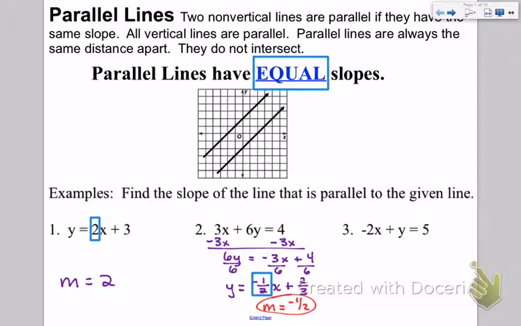Right, on this side, we have another example where we don't know the slope yet, so we need to get y by itself by adding 2x to both sides. So we get y equals 2x plus 5. It is in slope-intercept form, so we just look at the slope, and because it needs to be the same, our answer is slope is 2.